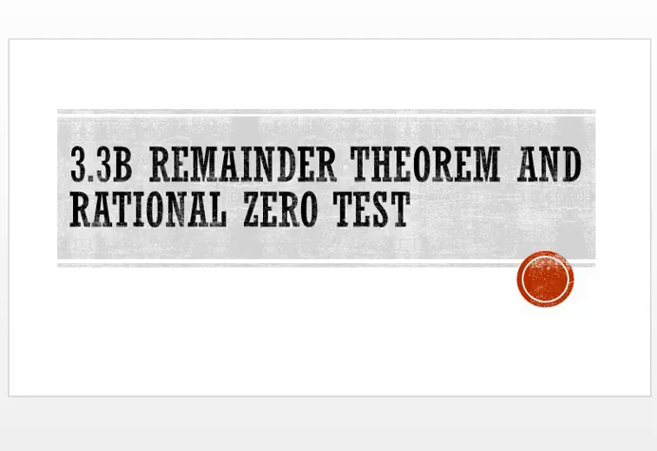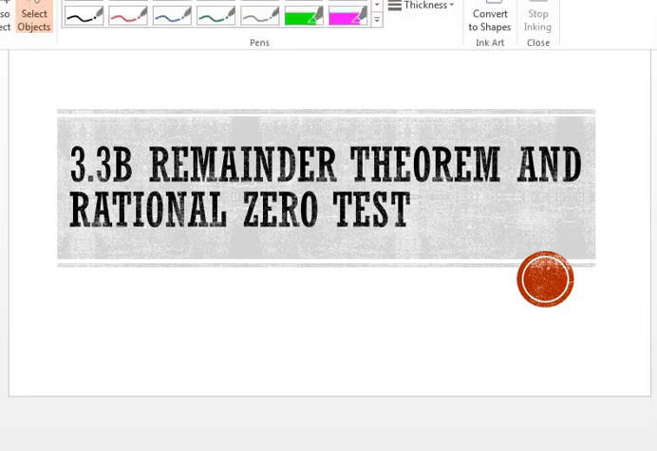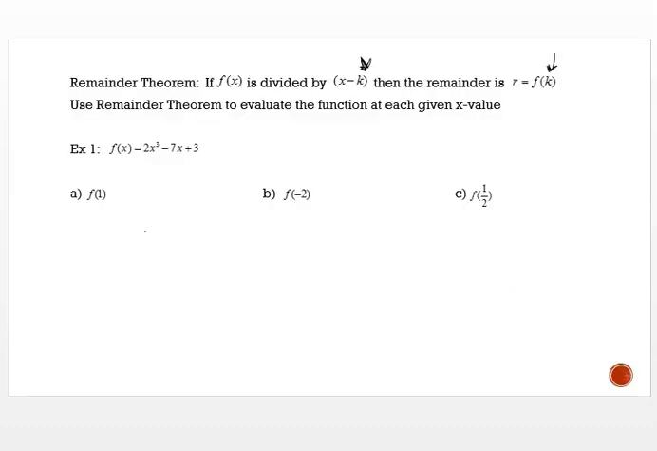All right, in 3.3b, we're looking at what's called the remainder theorem and the rational root test. Now, the remainder theorem says this: if f of x is divided by a factor, remember that's k, what we're dividing by, then when you do it with synthetic division, you figure out your remainder. The remainder is the same number that you would get if you plugged that k value into the original equation. So we're going to use the remainder theorem to evaluate the function at the given value.